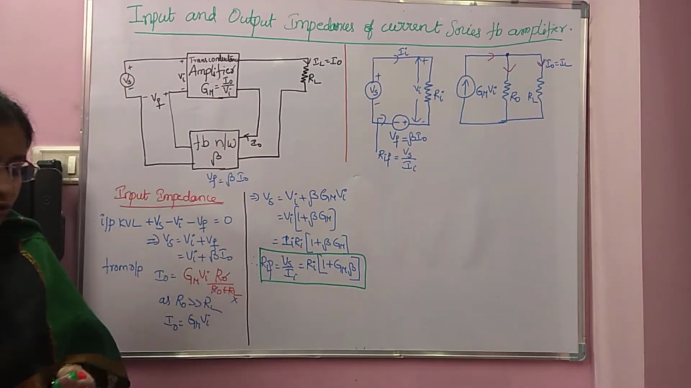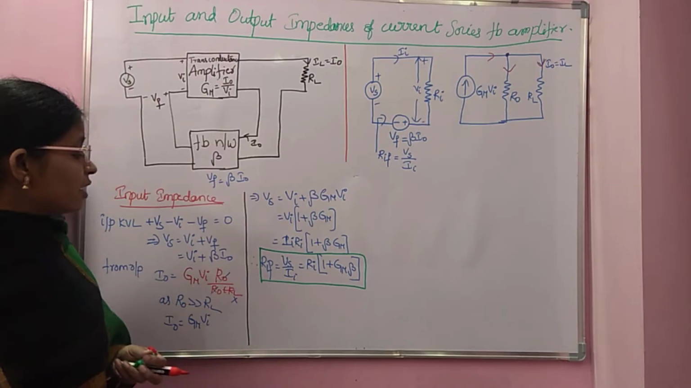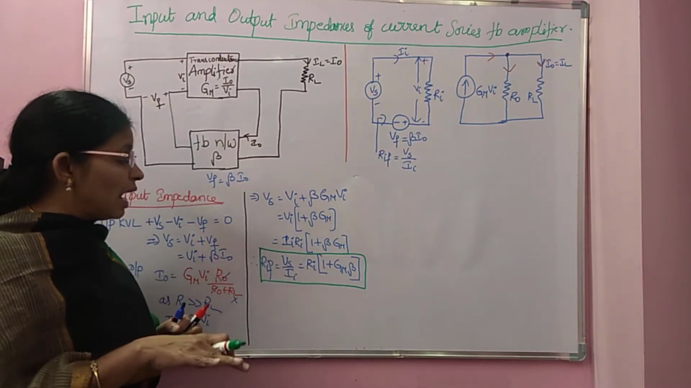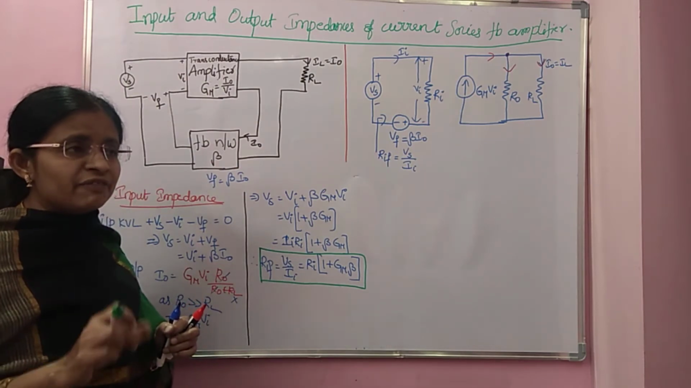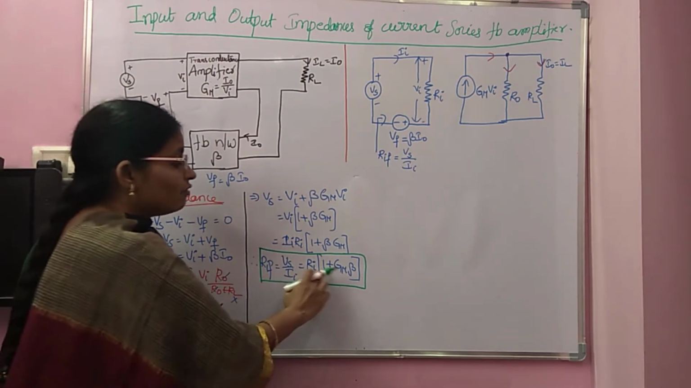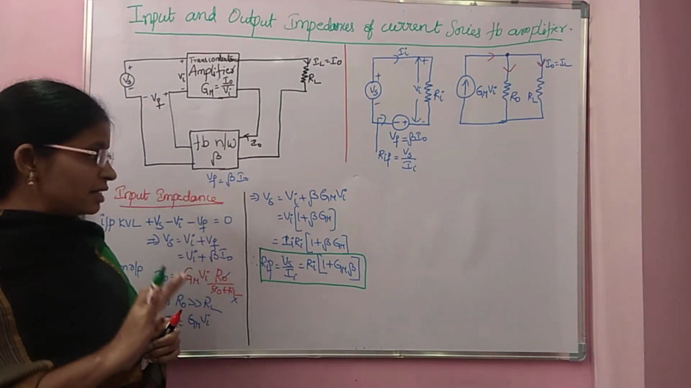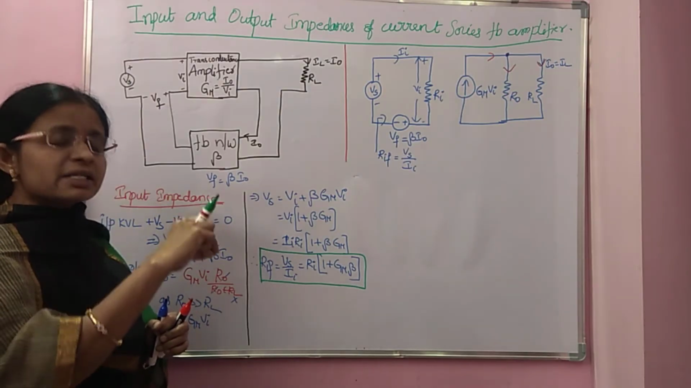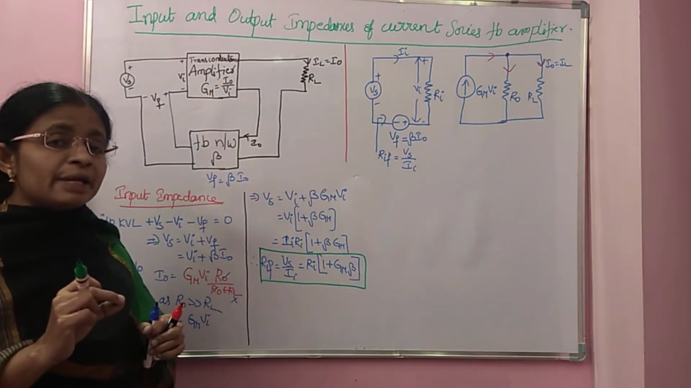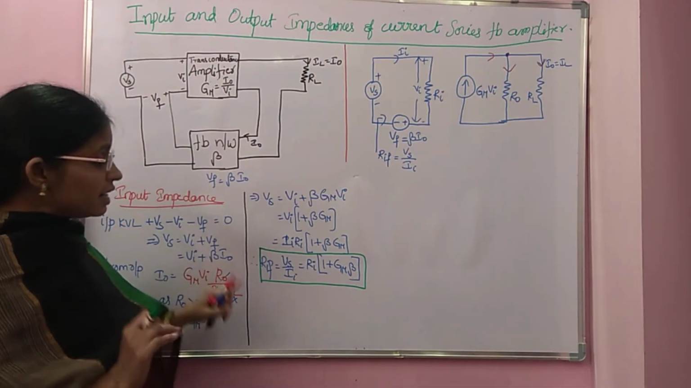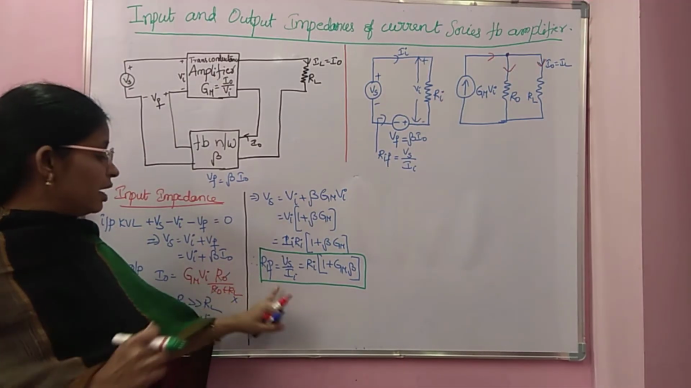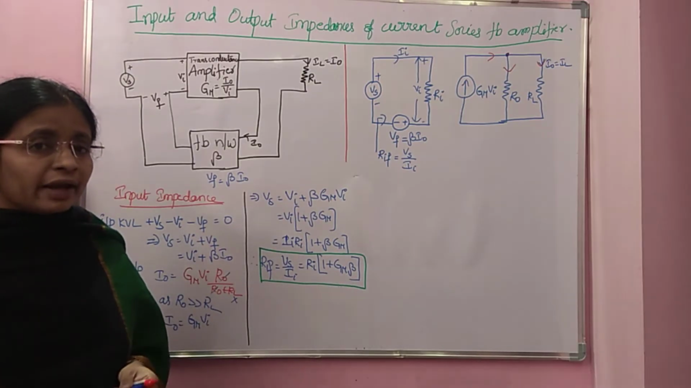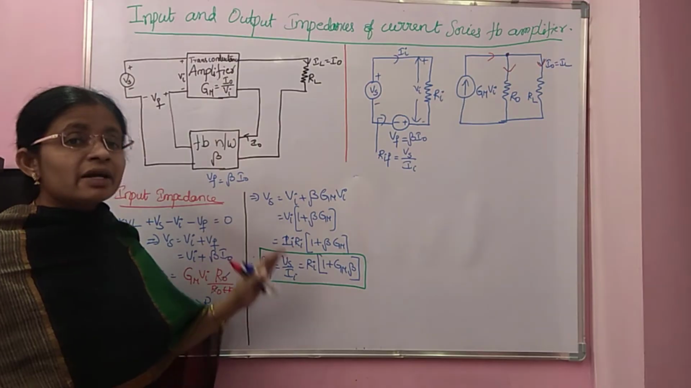So what is the conclusion here? The conclusion is, without feedback, the resistance is Ri, but with the feedback, the resistance of the transconductance amplifier is increased by a factor 1 plus Gm beta. And now if you observe, for voltage series, the mixing is series. There also the input impedance is increased. And here also, as the mixing is series, the input impedance is increased. So, what is the conclusion? With the series mixing, the input impedance is increased.